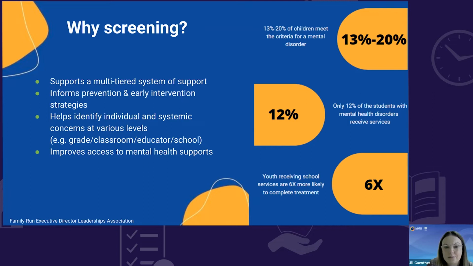And then also just some statistics to think about that are noteworthy here: 13 to 20% of children meet the criteria for a mental health disorder. But only 12% of those students with mental health disorders receive services. And those youth who are receiving the services are 6 times more likely to complete treatment if they're accessing them within the school.